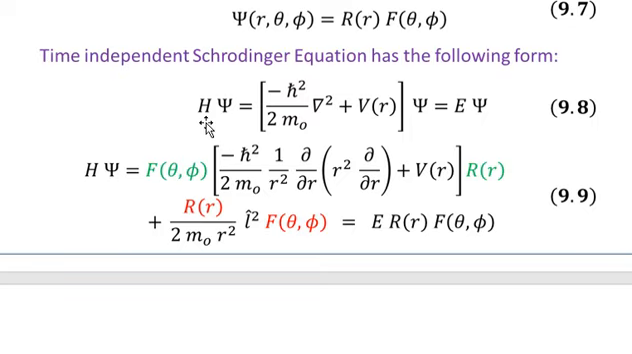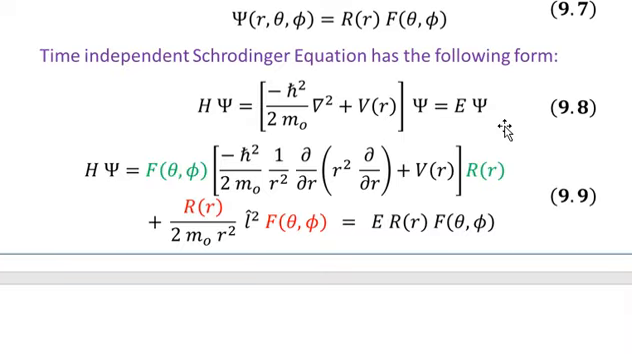So this Hamiltonian is actually the kinetic energy plus the potential energy of the problem. And you see that equation number 9.8 is actually the time-independent Schrödinger equation. We have to solve this equation so that we can get some useful information.